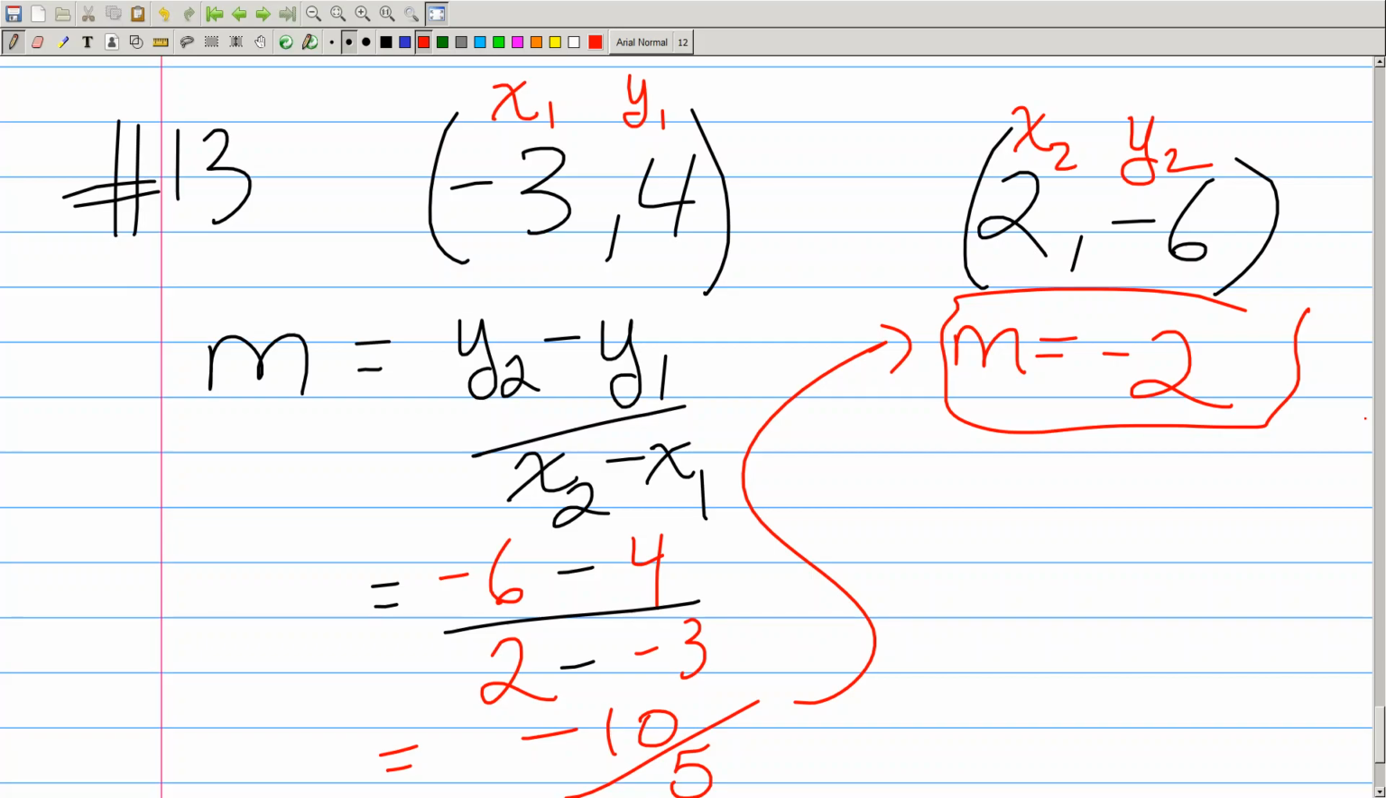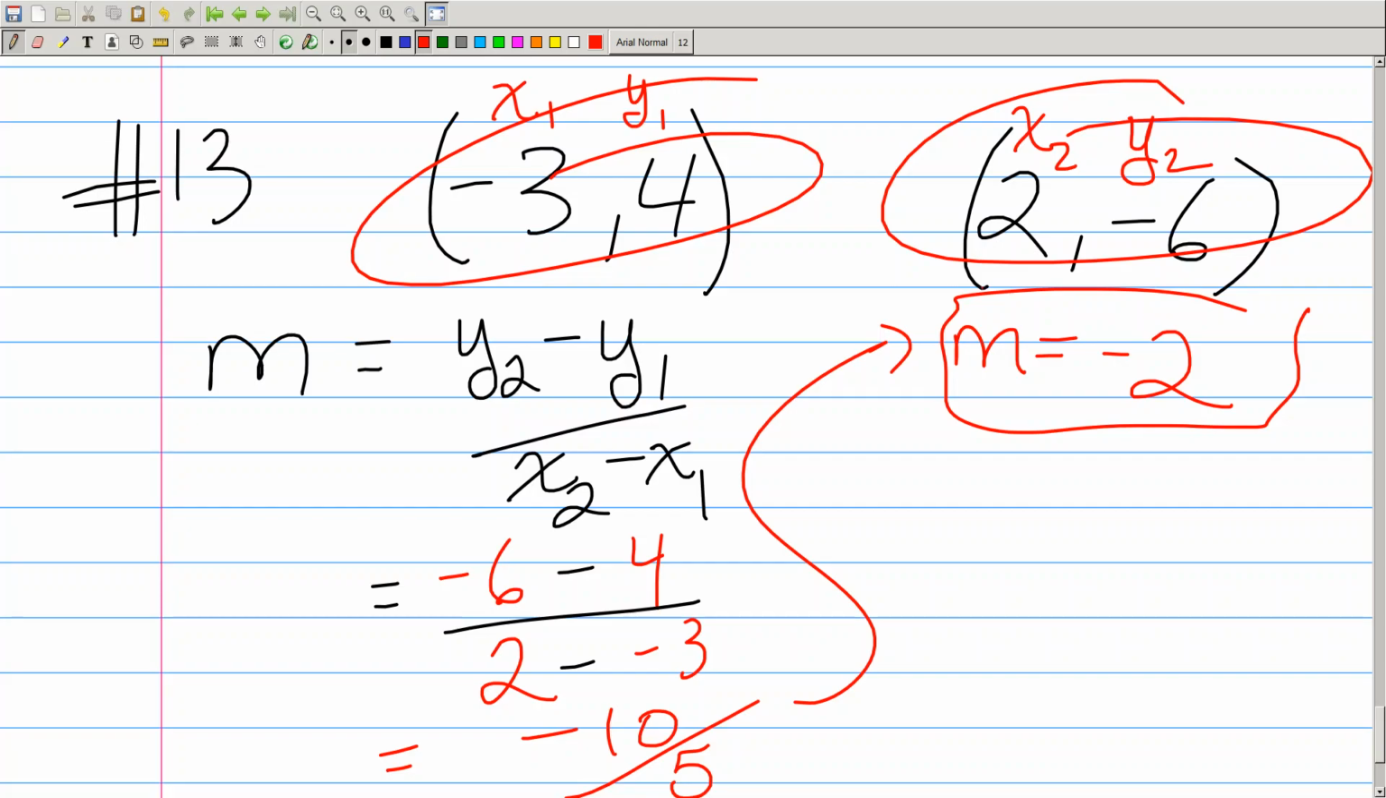So now, I've got the slope. I've been given 2 points. Do I have at least 1 point on this line? The answer is yes. Can I use any one of these points to get b? The answer is yes. Yes, you can. So I'm just going to use the first point, (-3, 4). So when x is -3, y equals 4. Punch it into your equation and find b.